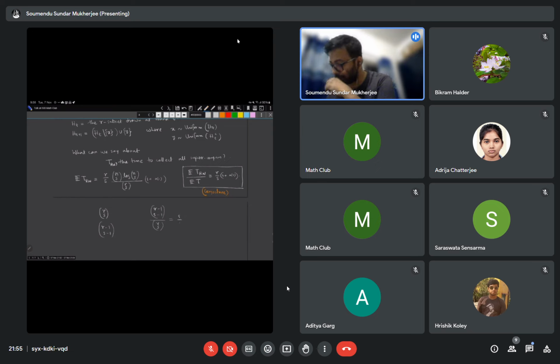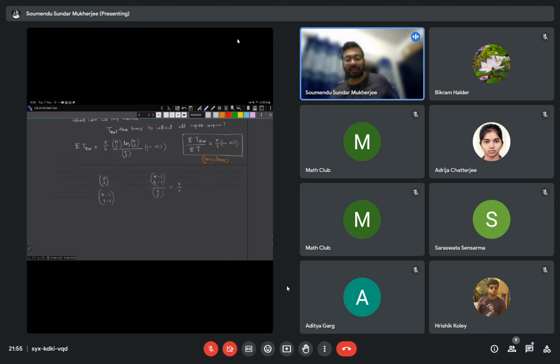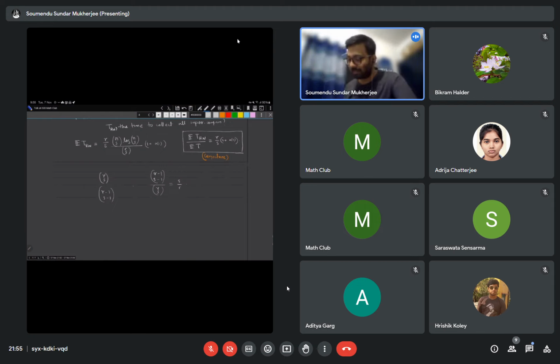Since you are seeing fewer new coupons in the second model, on average it should take more time to collect all. Okay, so that's the conjecture. So far, our simulations show a remarkable agreement. We believe that this is true. We can prove this conjecture in the case R equal to S, and there is a connection with random walk. So in the remaining 5 minutes, I will try to sketch that connection.